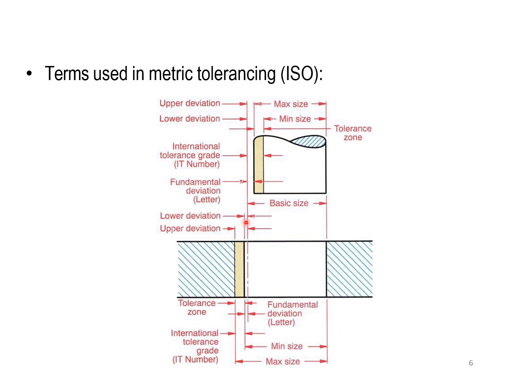That will be the lower deviation between the minimum size of the hole and the deviation line. And the upper deviation is going to be between the maximum diameter of the hole and the deviation line. So this distance is going to be the tolerance zone for the hole. This will be the fundamental deviation zone for the hole and the tolerance. And that's the international tolerance grade, which is going to be the IT number.